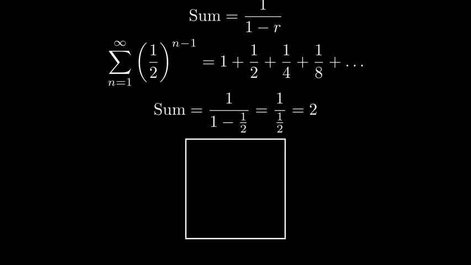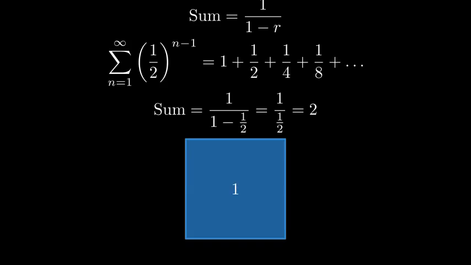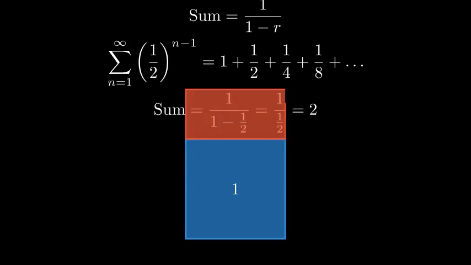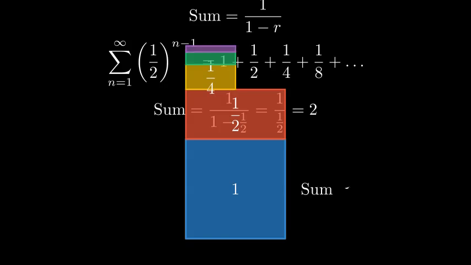Imagine we start with the whole square of area 1. The first term of our series is 1. For the second term, we add half of the original square, so we've now covered 1 plus 1/2, or 1½ squares. For the third term, we add 1/4 of the original square, bringing our total to 1 plus 1/2 plus 1/4, or 1¾ squares. As we continue adding smaller and smaller portions, we approach but never exceed 2 square units. This illustrates why the series converges to 2.